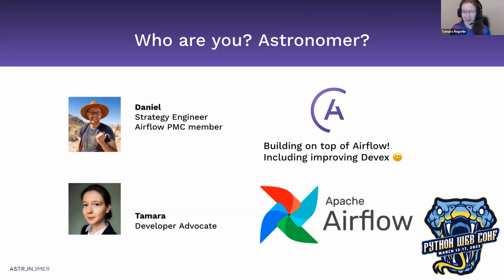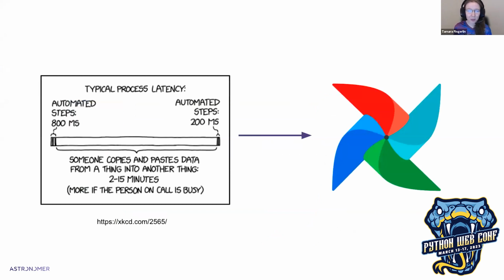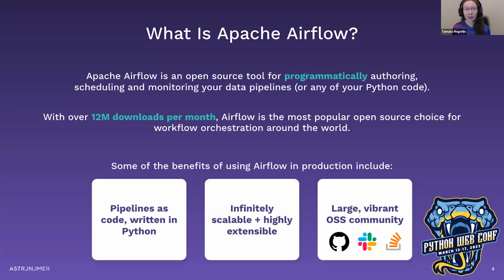Thank you, Daniel. Okay, so let's get started with what is Airflow. You probably have processes in your life and in your work experience that have some steps automated, but the parts that always take ages are the steps that aren't automated yet. And Airflow is all about minimizing these manual parts and creating more complex automations with more complex dependencies in your life. In one sentence, Apache Airflow is an open source tool for programmatically authoring, scheduling, and monitoring your data pipelines or any of your Python code.